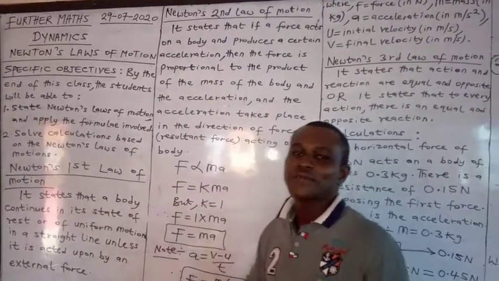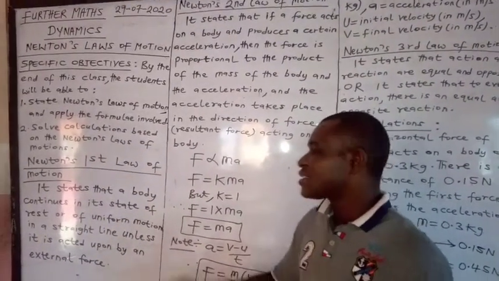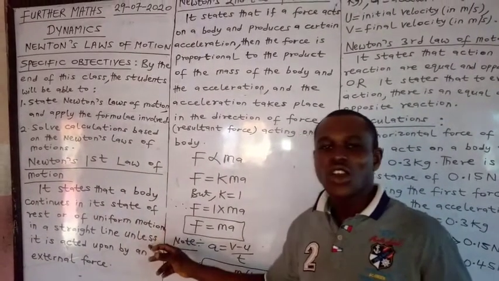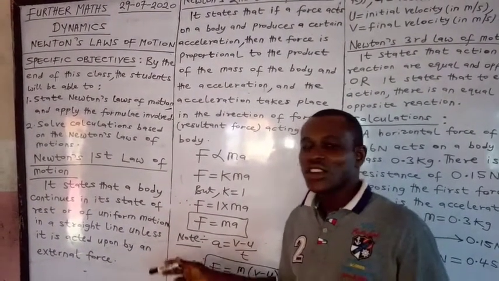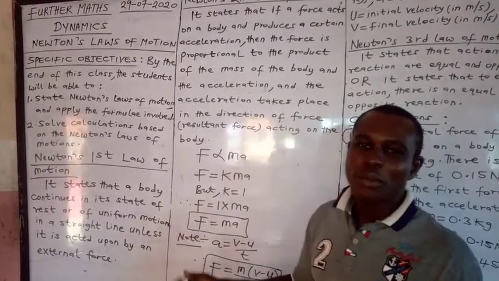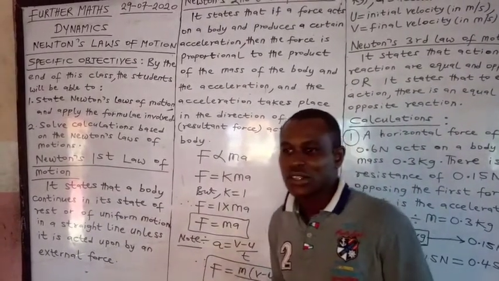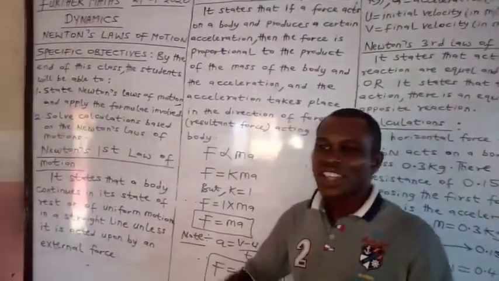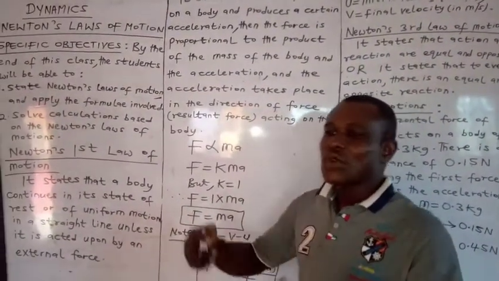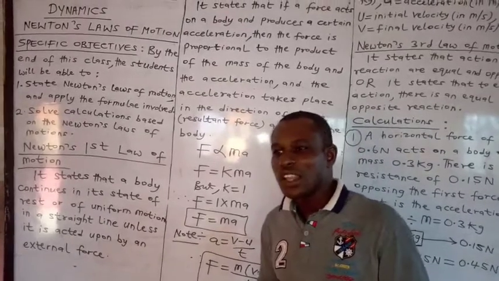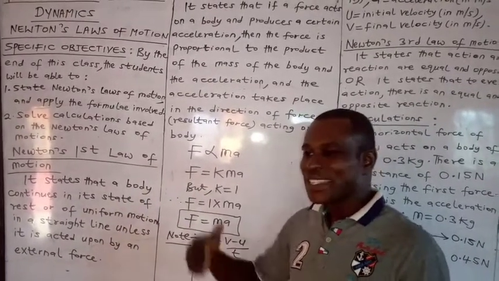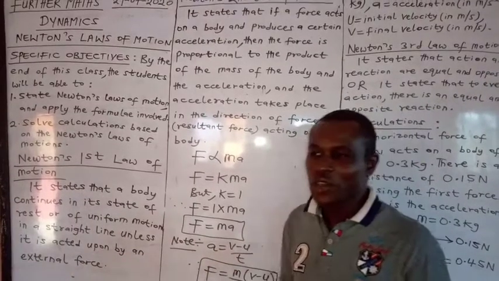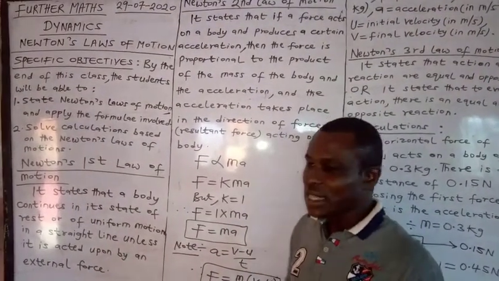Let us go over Newton's first law of motion. It states that a body continues in its state of rest or uniform motion in a straight line unless it is acted upon by an external force. What is it telling us? It's telling us that a body at rest, maybe if you are sleeping, will continue sleeping unless somebody wakes you up. That person that wakes you up is an external force. Even if that person didn't wake you up, you would have continued sleeping.